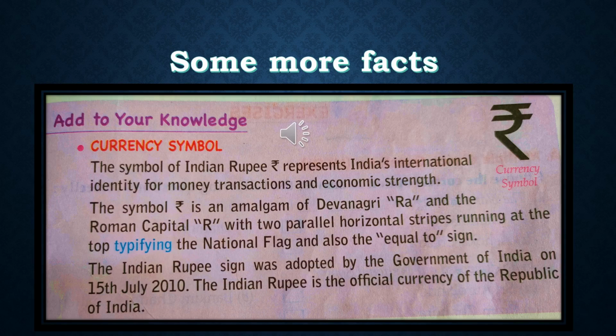Now some more facts to know. First is the currency symbol. The symbol of the Indian rupee represents India's international identity for money transactions and economic strength. The symbol is an amalgam of Devanagari RA and the Roman capital R, with two parallel horizontal stripes running at the top, typifying the national flag and also the equal to sign.